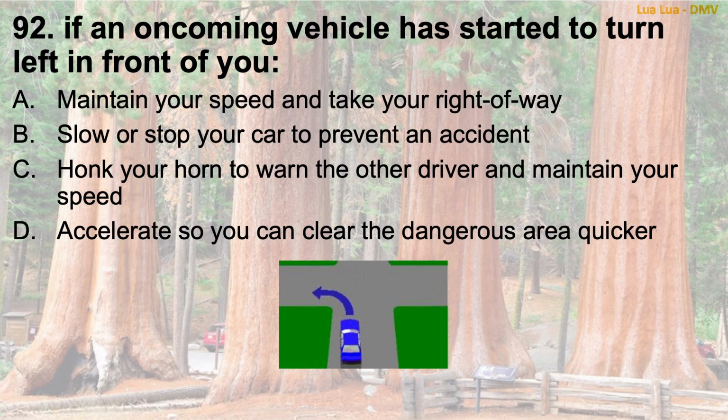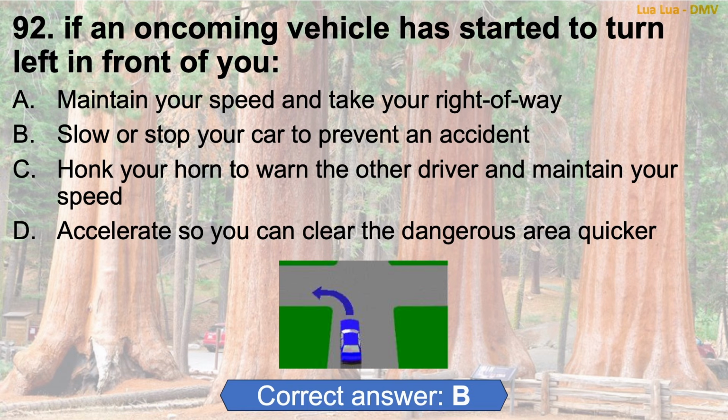Question 92. If an oncoming vehicle has started to turn left in front of you, A. Maintain your speed and take your right-of-way. B. Slow or stop your car to prevent an accident. C. Honk your horn to warn the other driver and maintain your speed. D. Accelerate so you can clear the dangerous area quicker. The correct answer is B. Slow or stop your car to prevent an accident.